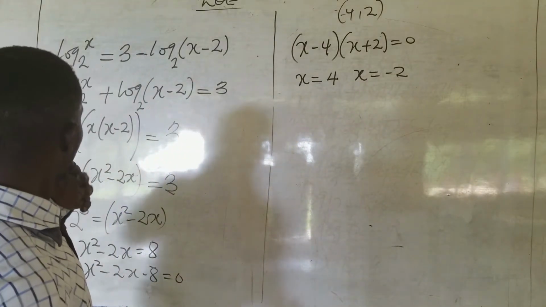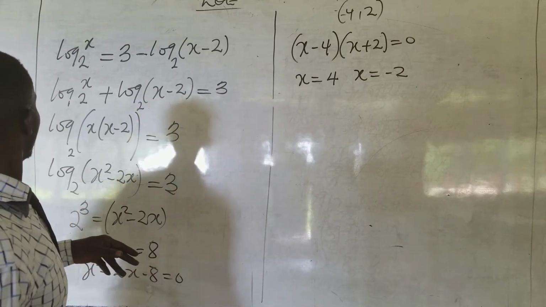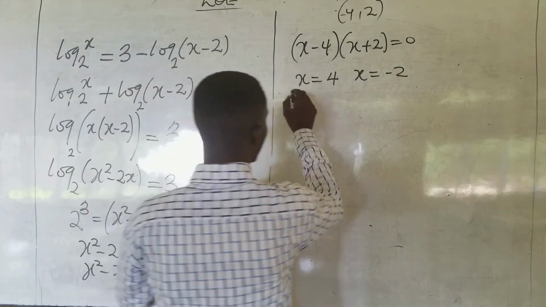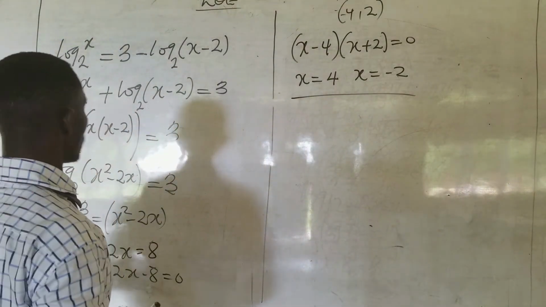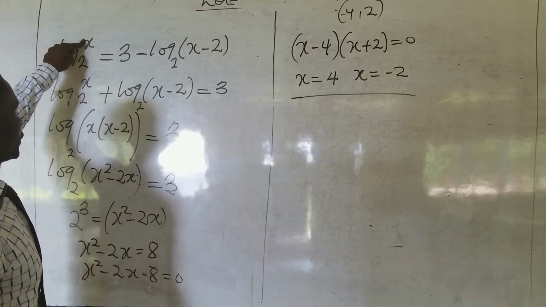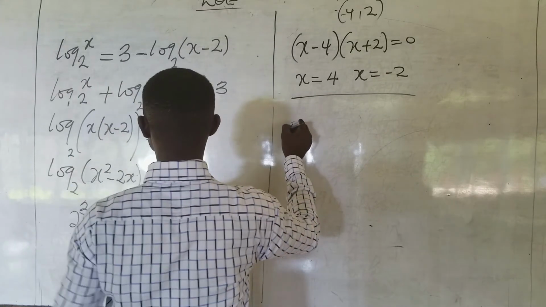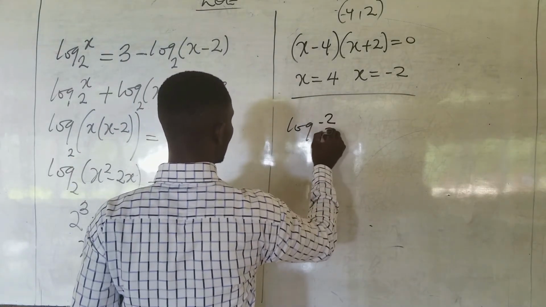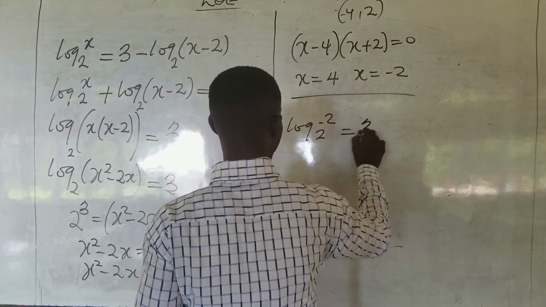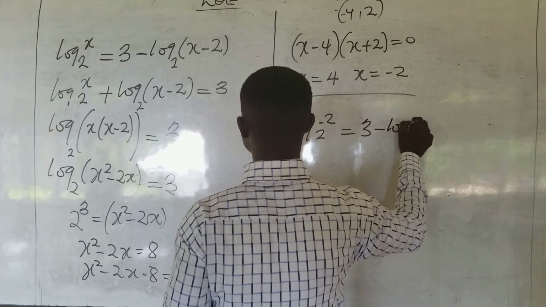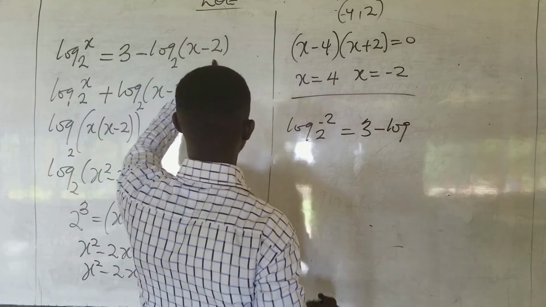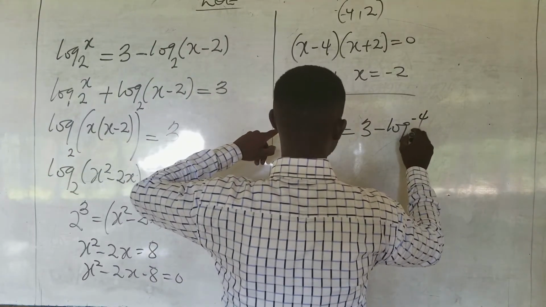Now, look at it carefully. Let me check the answers, because we said logarithm cannot take a negative value. Let's put negative 2 here. What do you get? We get log negative 2 base 2 is equal to 3 minus log negative 2 minus 2, negative 4, base 2.